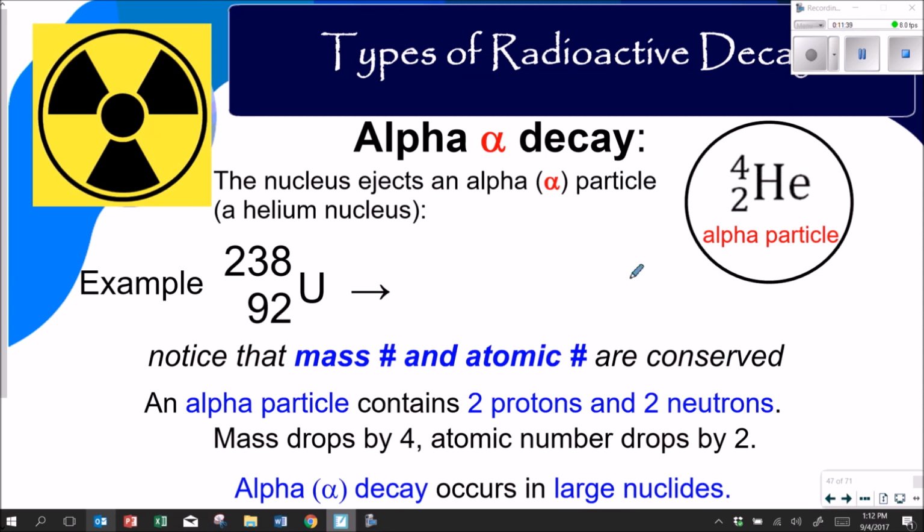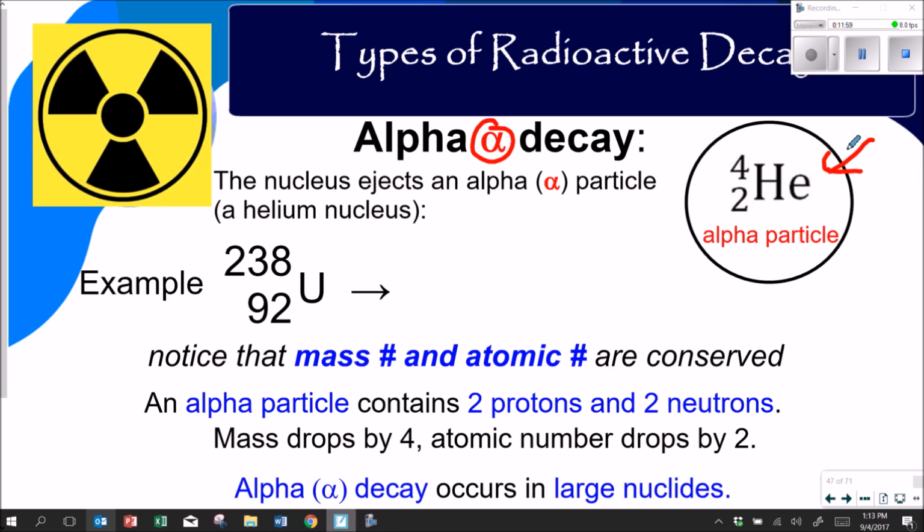First, we have alpha decay. The nucleus ejects an alpha particle, which is a helium nucleus. You do need to be familiar with what an alpha particle looks like. You need to know the symbol, and you need to know that it looks like this. So let's take a look at an example.